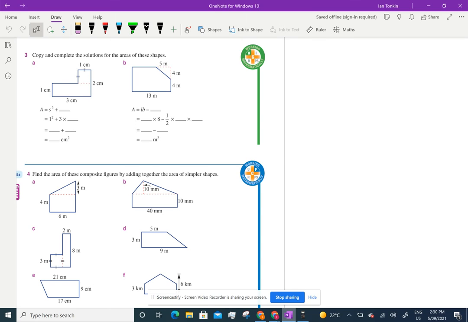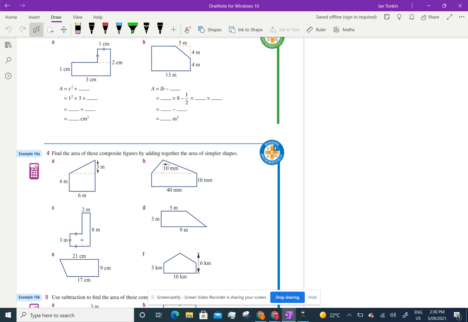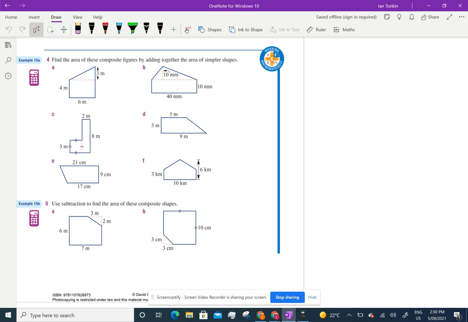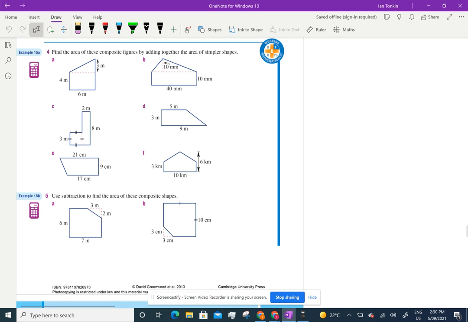Right, Year 7, we're about to move on to areas of composite shapes. Now, the word composite just means something made up of several parts. It's made up of many components. So, what we have here, and we're just going to do questions 4 and 5.